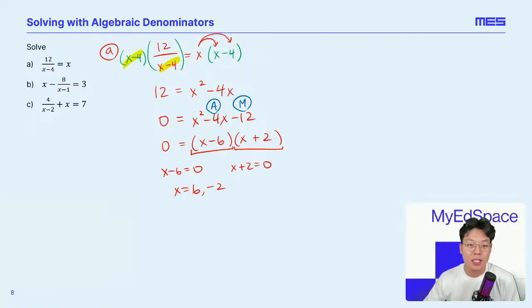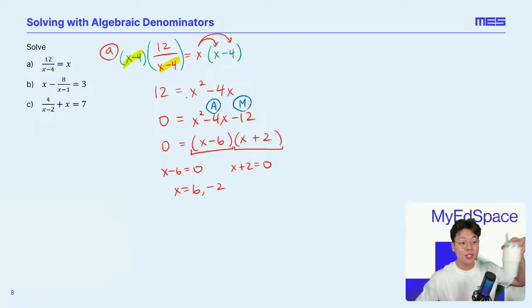12 over 6 minus 4 is 2. 12 over 2 is 6. Great. 12 over negative 2 minus 4, that's going to be negative 2. Excuse me. All right, let's try letter B.